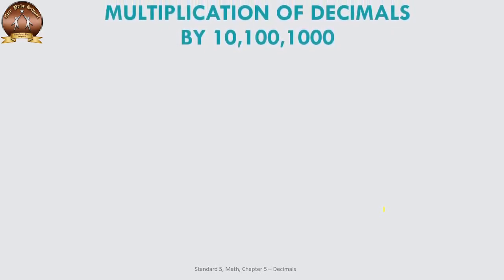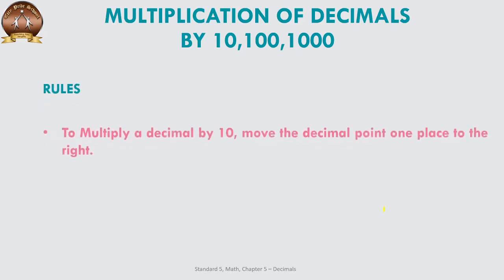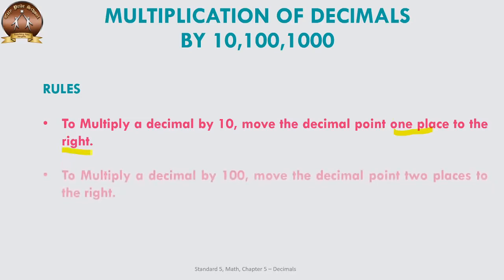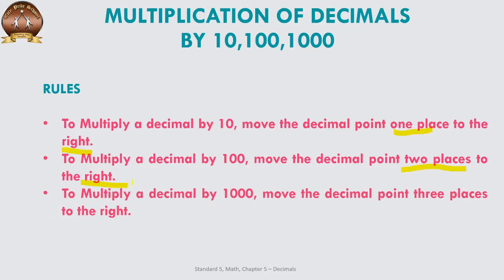Now we have to learn the multiplication of decimals by the base numbers 10, 100 and 1000. This is very easy. The rule for this is, to multiply a decimal by 10, move the decimal point one place to the right hand side. To multiply a decimal by 100, move the decimal two places to the right hand side. To multiply a decimal by 1000, 1000 has three zeros, so move it three places to the right hand side.